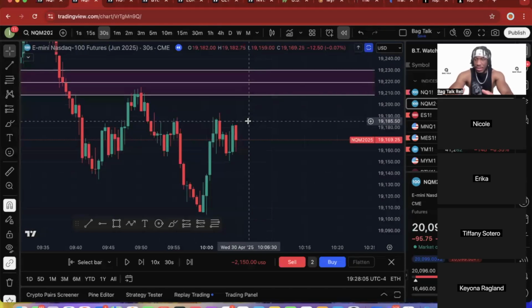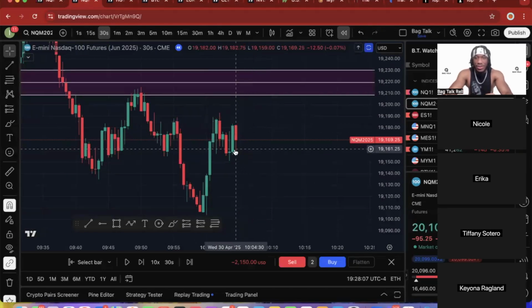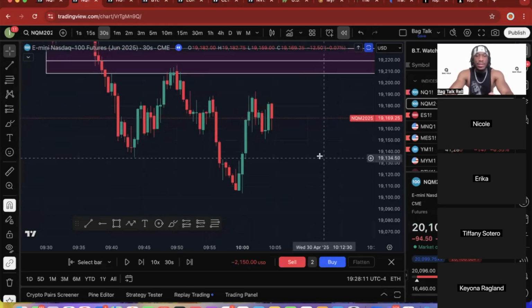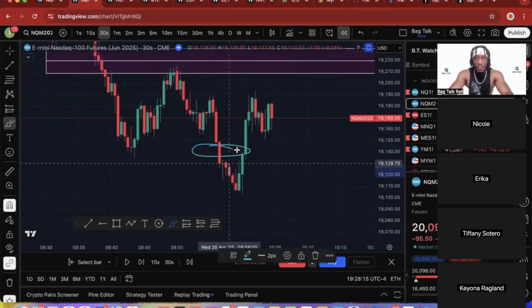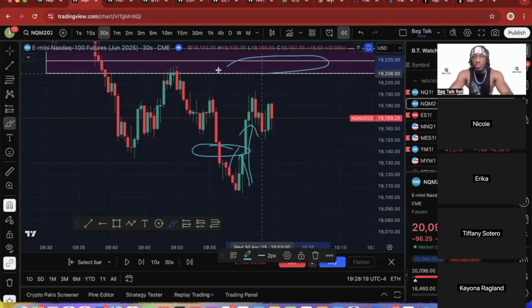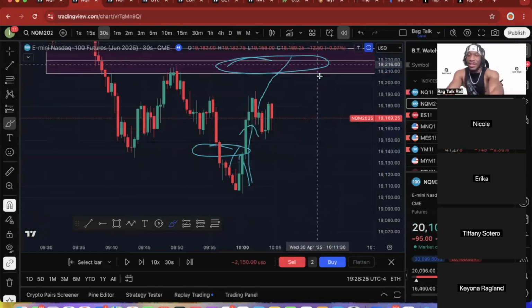Y'all ever been tempted to enter your play early? Like, you're like, dang, I don't know if it's gonna hit my point of interest. Maybe I'm gonna just get in. This could help you with that, because if you see something that could have sent you bearish actually not work, then maybe you should wait on your point of interest. You should wait on this, because that's gonna get hit. Trust me. Will it reject it? I don't know, but it's gonna get hit.